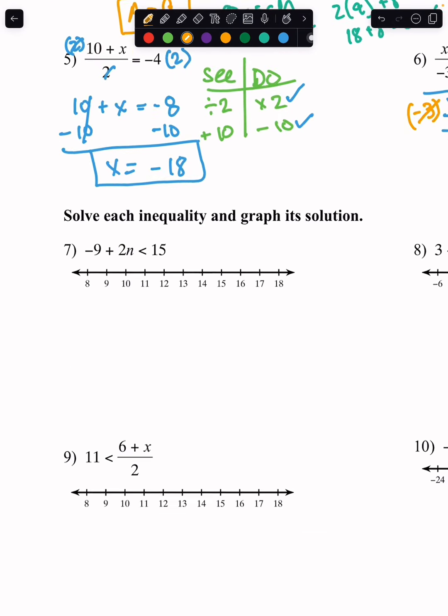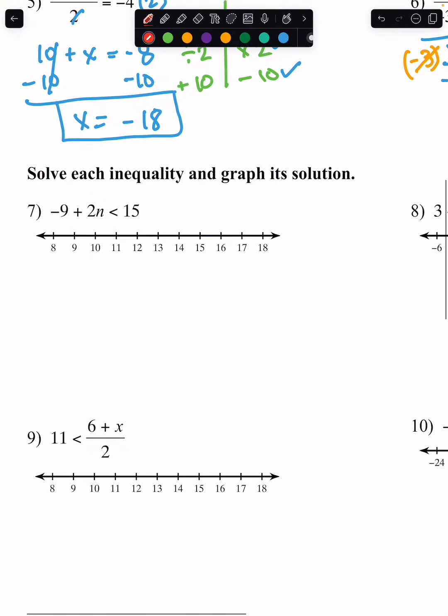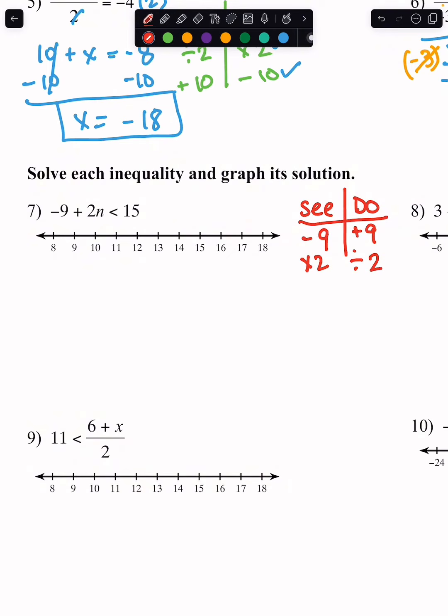So on number 7, I'm going to do a C D table. I see a -9, and I see a times 2, which means I'm going to eventually end up having to add 9 or divide by 2. Just do the work down here. First things first, I have to do my addition subtraction first. That's this one. I'm going to go ahead and add 9.